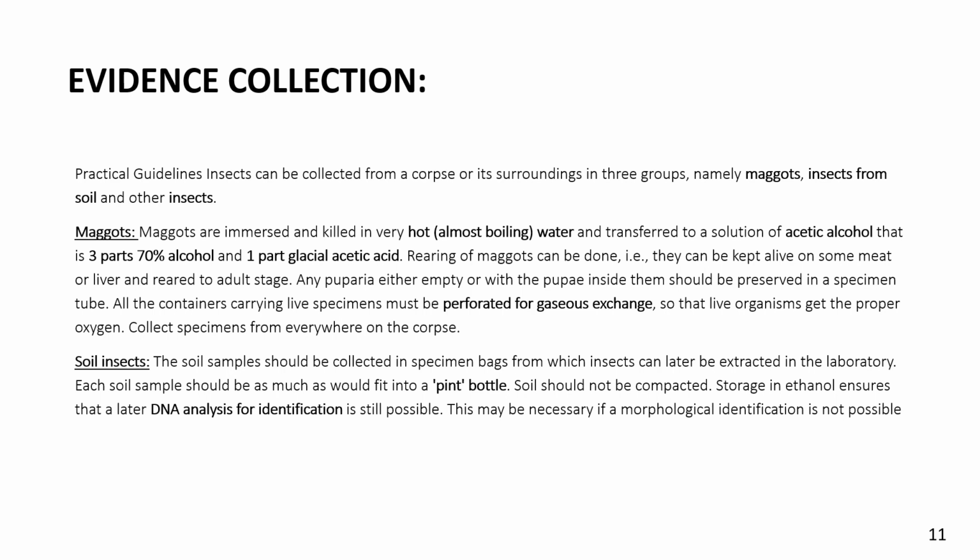Evidence collection, practical guidelines: insects can be collected from a corpse or its surroundings in three groups, namely the maggots, the insects from the soil, and other insects. The maggots are immersed and killed in very hot, almost boiling water and transferred to a solution of acetic alcohol, that is 3 parts of 70% alcohol and 1 part of glacial acetic acid. So why are we killing them in hot water? We have two reasons for killing the maggots in hot water. This is because the death of the maggot should be instantaneous. So the exact moment of death can be known if we kill it by immersing it in hot water.